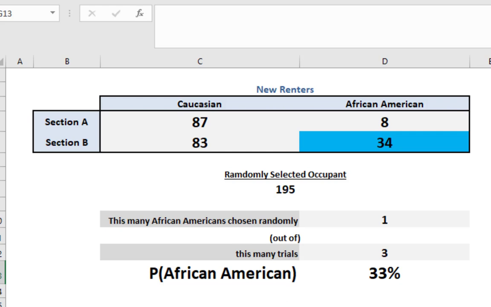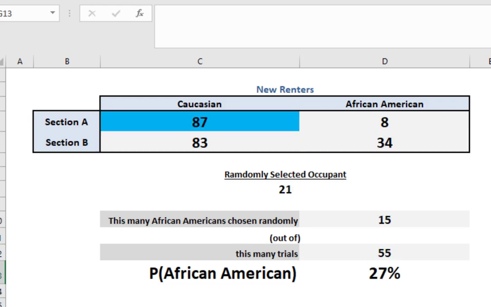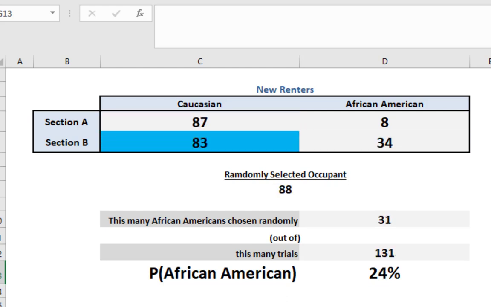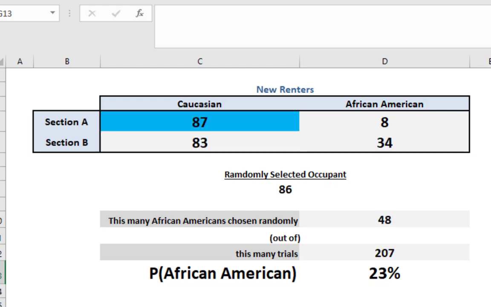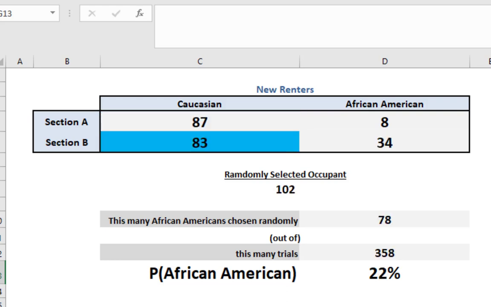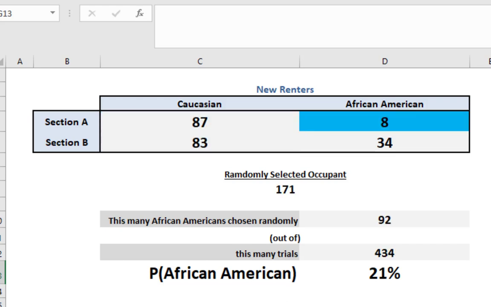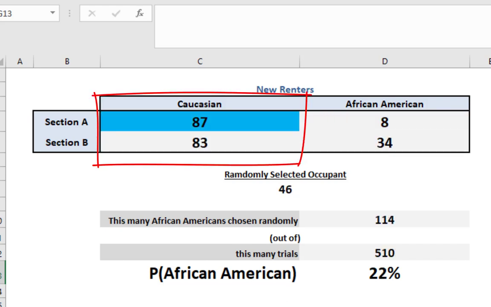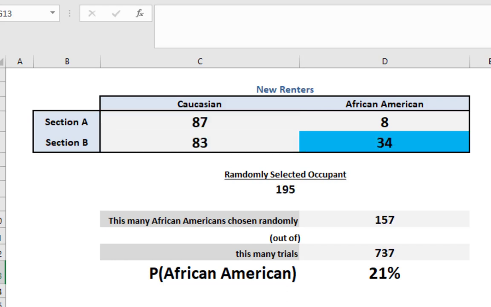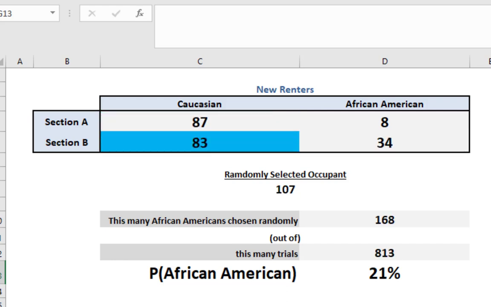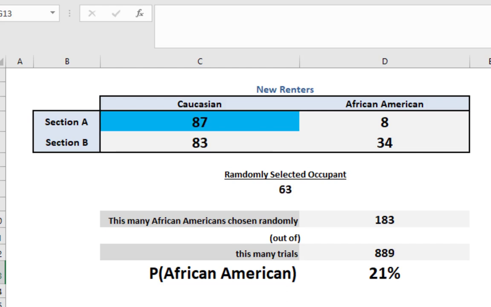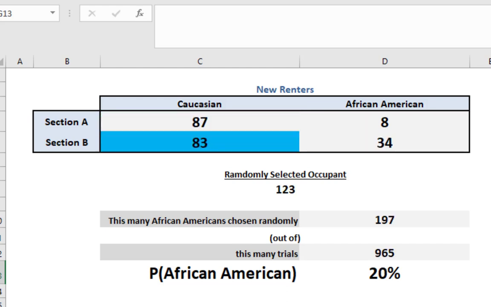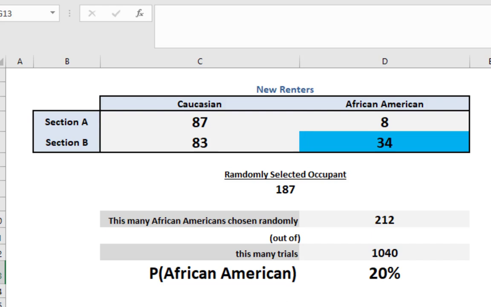I'm going to hold down F9. And I'm going to let this thing just do its thing, which is basically randomly selecting over and over again, over and over. Now, what's kind of fun about this one versus the other one is, do you see how much more the Caucasian column is blue than the African American column? Well, that should make perfect sense. I hope it makes perfect sense to you, because there are more Caucasians in this apartment complex than there are African Americans. So if I'm randomly selecting folks, I should be getting more Caucasian selections than African American selections. I am getting African American selections, but the question is how often?